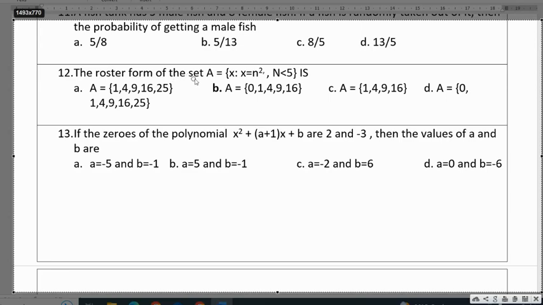12th question, the roster form of the set A is equal to {x such that x is equal to n square, n is less than 5 and n belongs to natural numbers}.